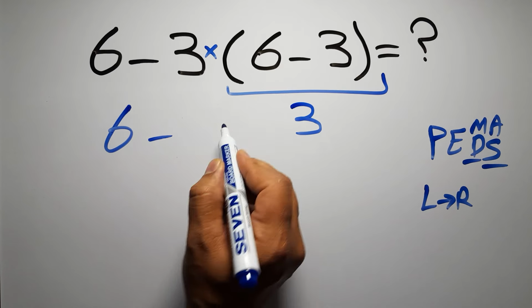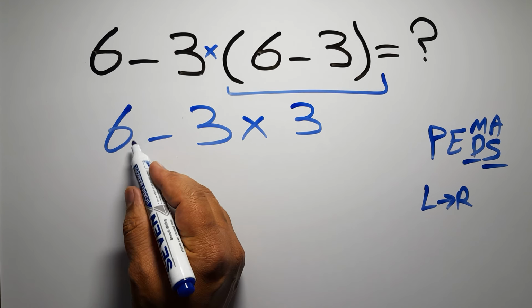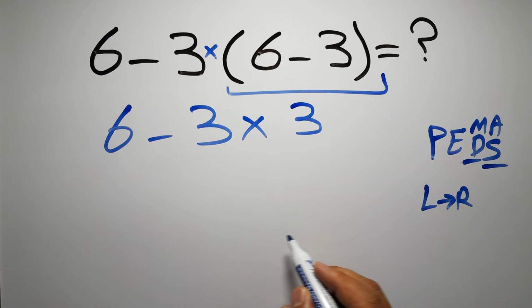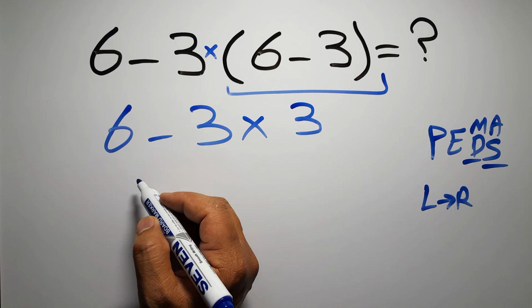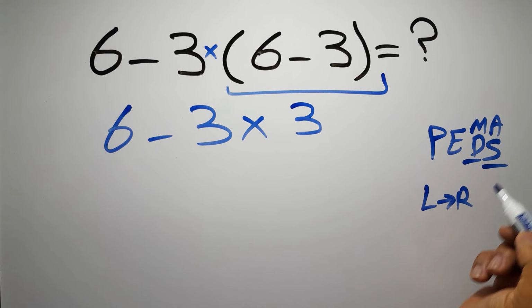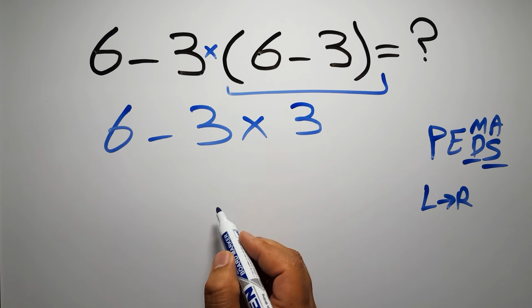So 6 minus 3 times 3. Now we have one subtraction and one multiplication. According to the PEMDAS, multiplication has higher priority than subtraction, because multiplication comes before subtraction. So here first we have to do this multiplication.